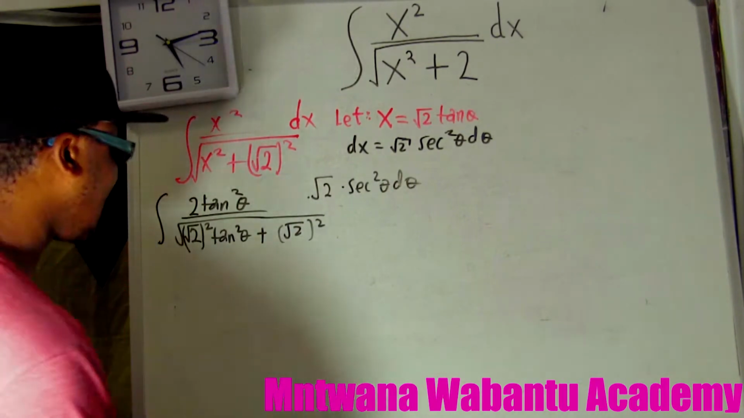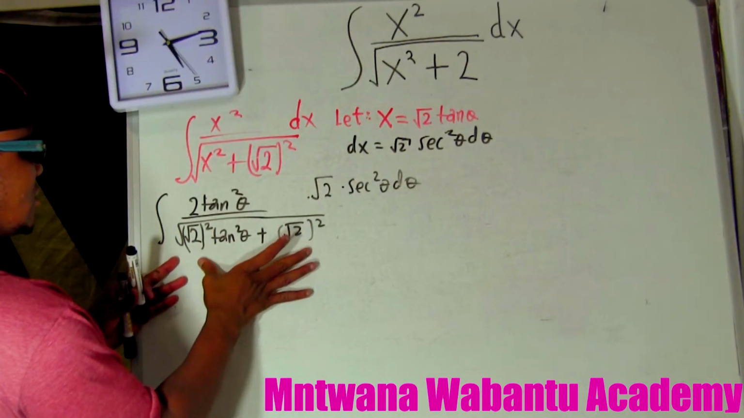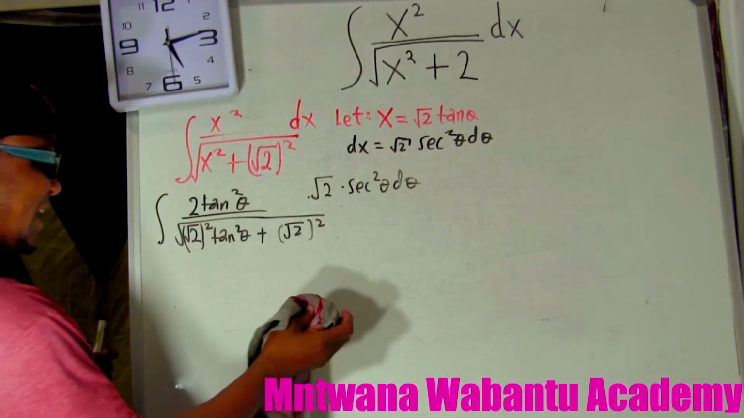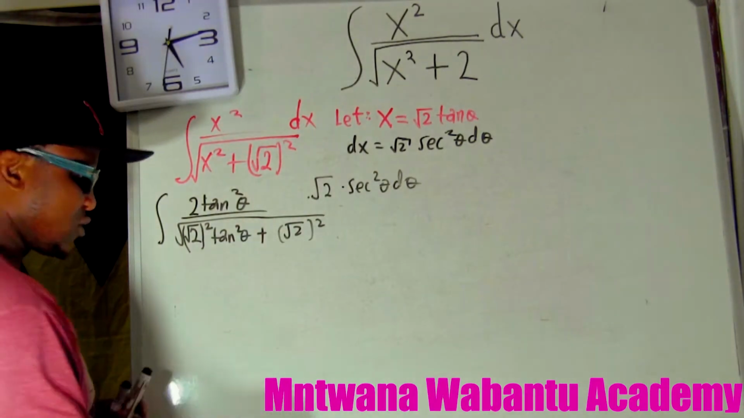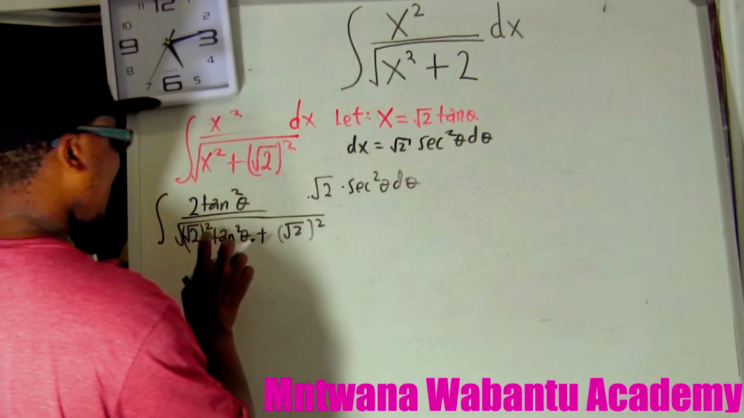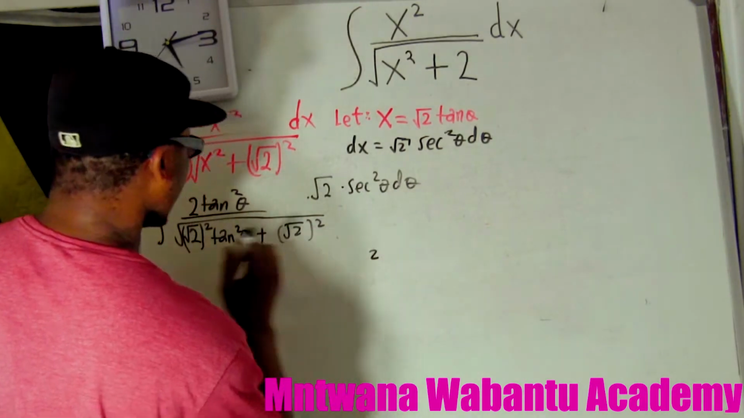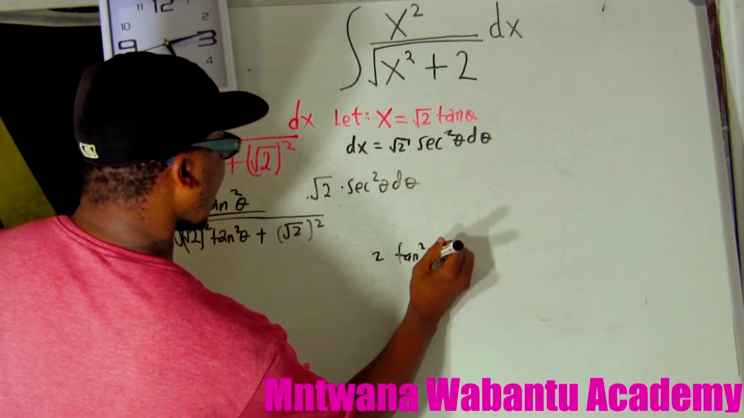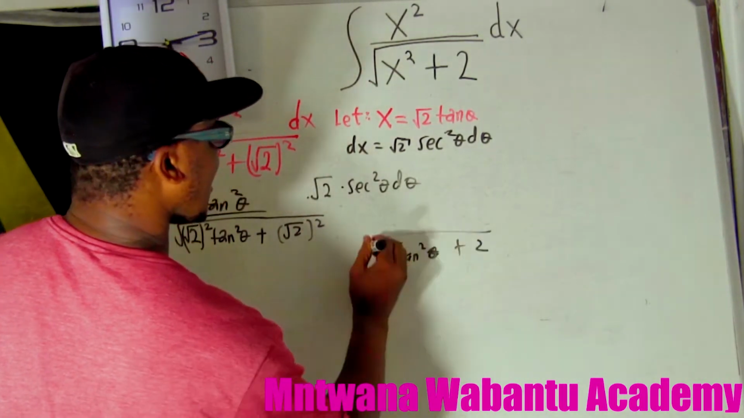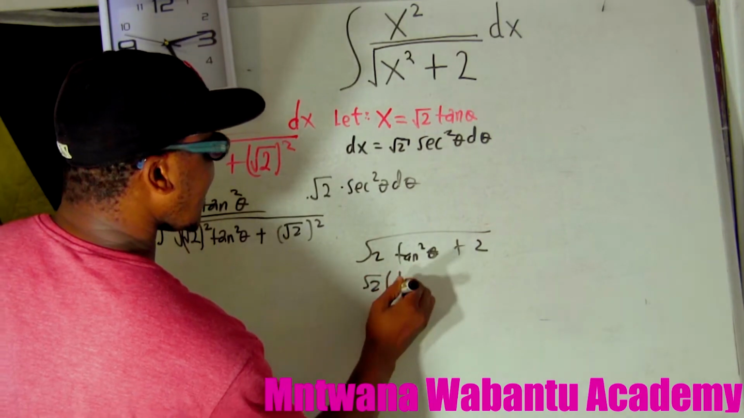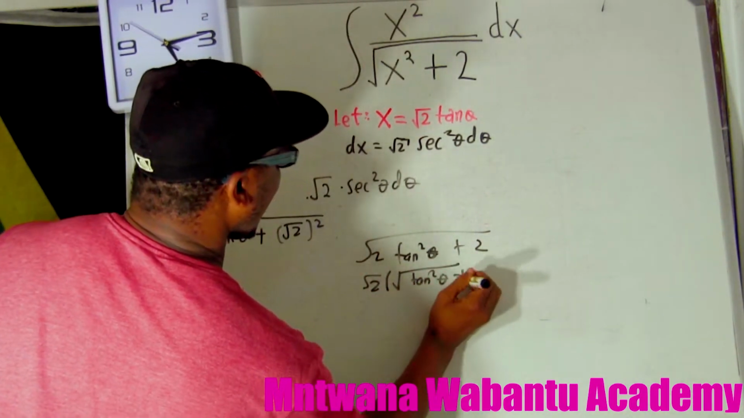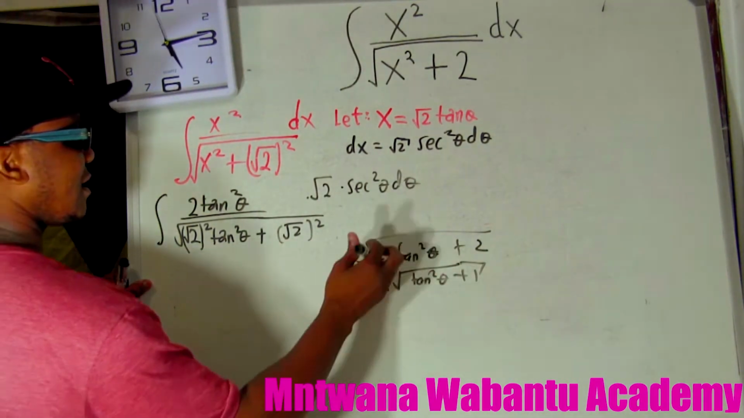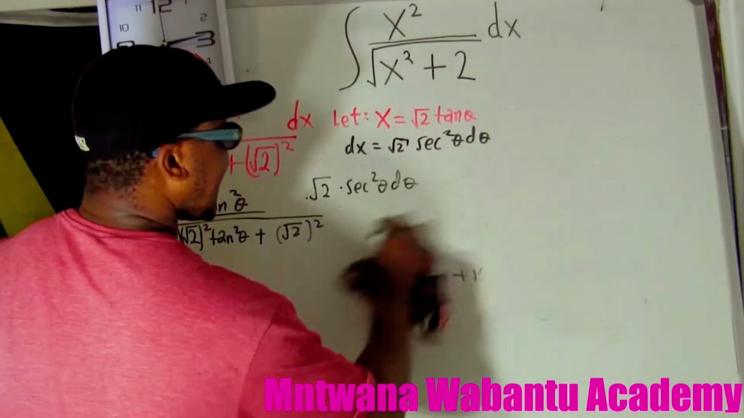Some of the terms are going to cancel. The denominator is going to give us the square root of 2 sec theta. If you don't know, you can do it slowly. The square root of 2 squared equals 2, and then we have tan squared theta, plus 2. Since we have a root, I can take 2 out, leaving the square root of tan squared plus 1, which equals sec. So the denominator becomes the square root of 2 sec theta.